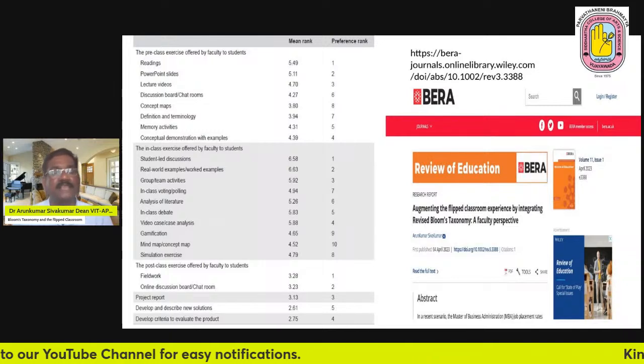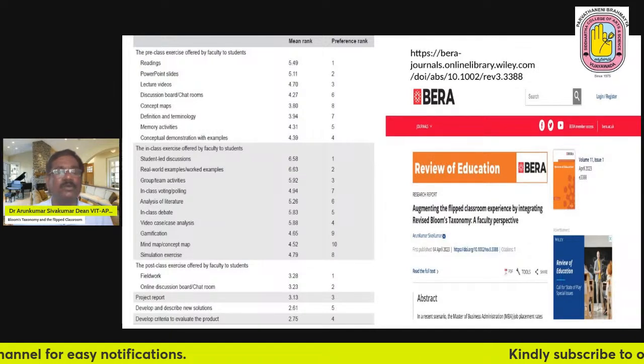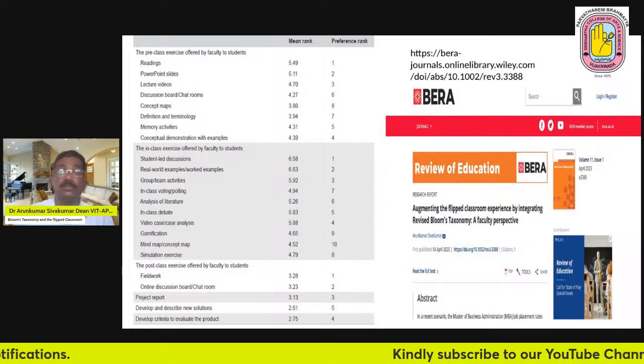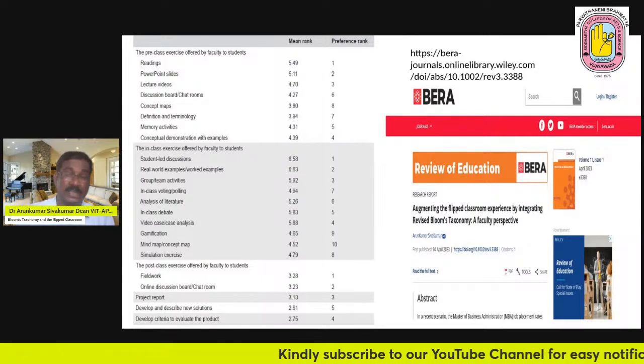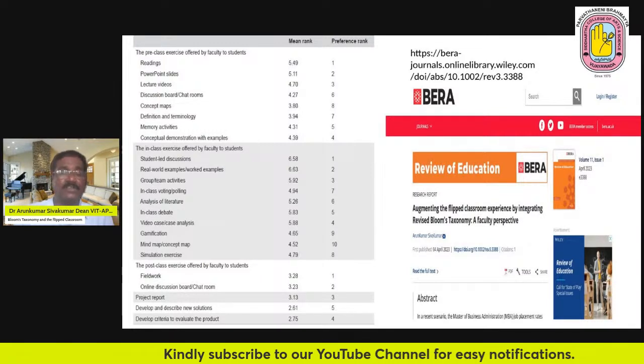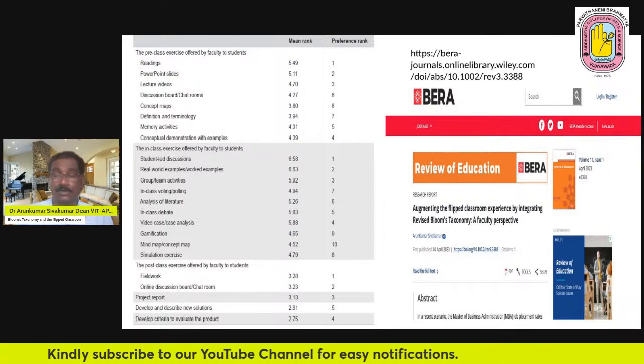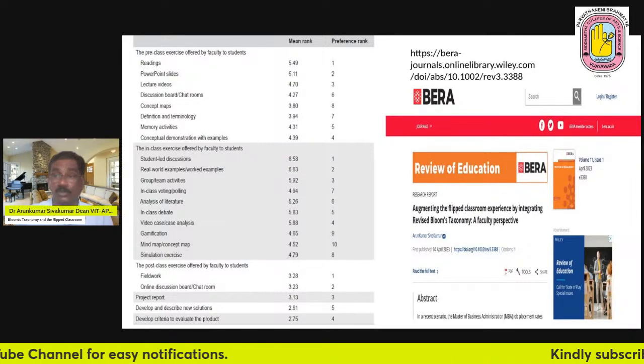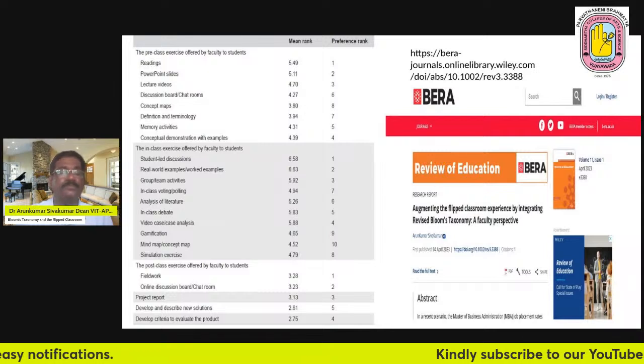Also close class activity, field work, and an online discussion board where industry people connect and have a discussion with them after the class. Project report, internship report, develop and describe new solutions for a particular problem: develop, create, evaluate the problem.